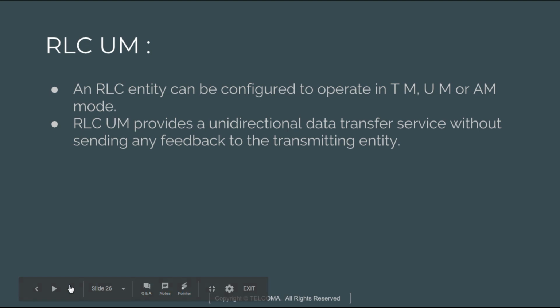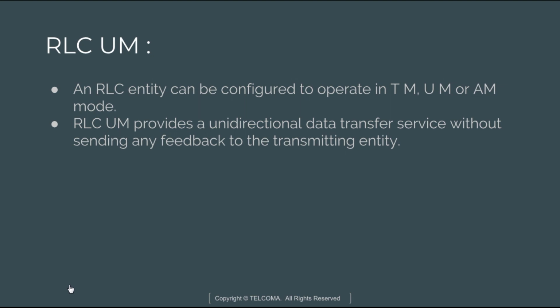Now RLC UM, which is unacknowledged mode. There are RLC services and RLC functions. RLC functions are performed by RLC entities. RLC entities are configured to operate in TM, UM and AM mode. What are the functions? RLC functions include concatenation, padding, data transfer, error correction, in-sequence delivery, duplicate detection, flow control, RLC re-establishment, protocol error detection and recovery.